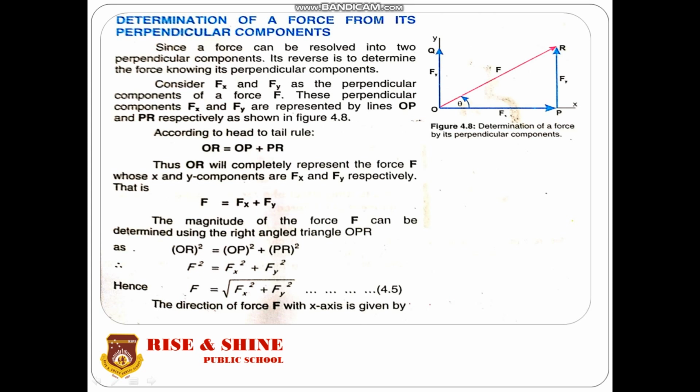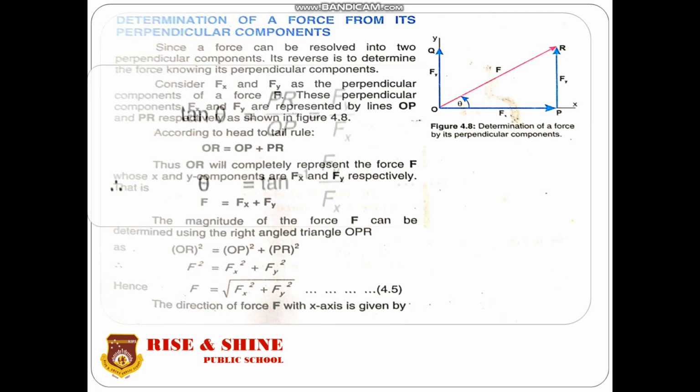Now put the values. F whole square is equal to Fx whole square plus Fy whole square. We have to find the force F, not its square, so we take the square root on both sides of the equation. Here the square root cancels the square and the other side remains under the square root. This is the equation to find the magnitude of a force when both its horizontal and vertical components are given, equation 4.5.